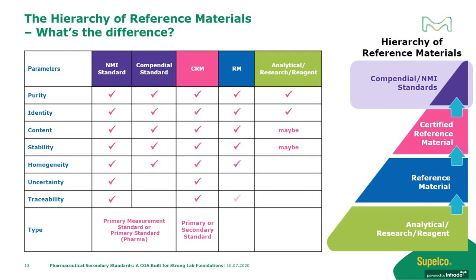As we move up the pyramid, the more parameters are evaluated, and the traceability is more thoroughly defined and evaluated. At the top, we have compendial standards and NMI standards, and then certified reference materials are materials that are fully evaluated for, and you can see in the checkboxes here, purity, identity, content, stability, homogeneity, uncertainty, and traceability to both the SI or the primary standard in the case of a secondary standard. Please remember, your result is only as accurate as your standard, so it's important to choose a standard that has been thoroughly evaluated and is traceable.